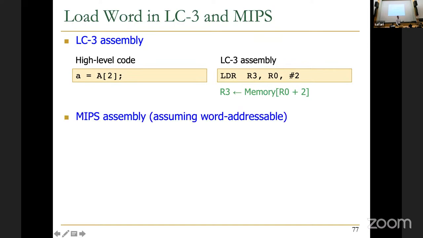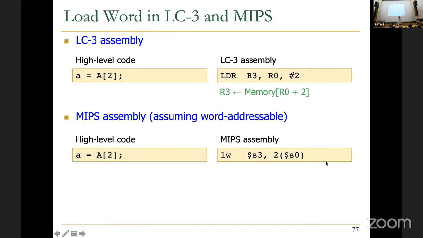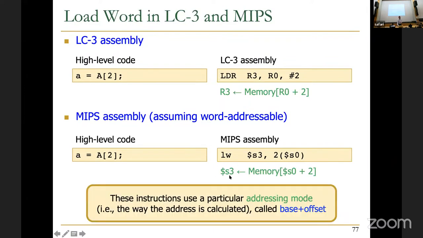MIPS assembly is very similar. Assume that this is word addressable right now. MIPS is actually byte addressable, but again, you can ignore it for now. It looks like this. Very similar, as you can see. It's just the notation is a bit different. And the semantics is calculate the address as S0 plus 2, go to the memory with that address, get the word value in that address, load the word into location S3. S3 is going to be a register, as we will see. These are mnemonics for the registers.